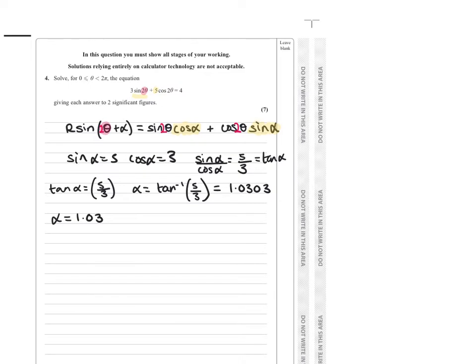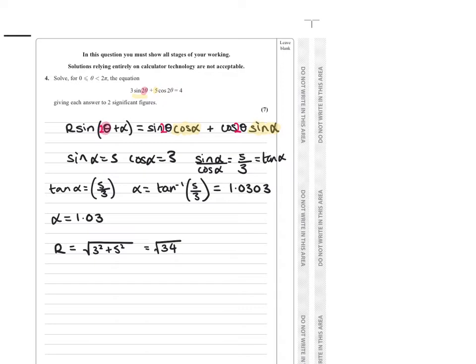So we know that R is in fact equal to the square root of 3 squared plus 5 squared. If you don't know why this is, please go back and watch the video on this chapter where it's all explained there. Which equals 9 plus 25, which is root 34.